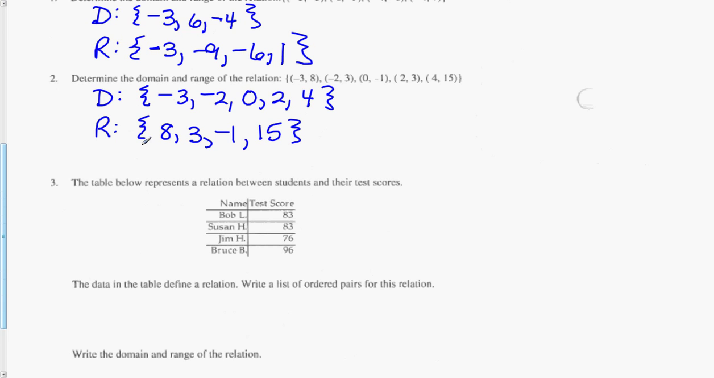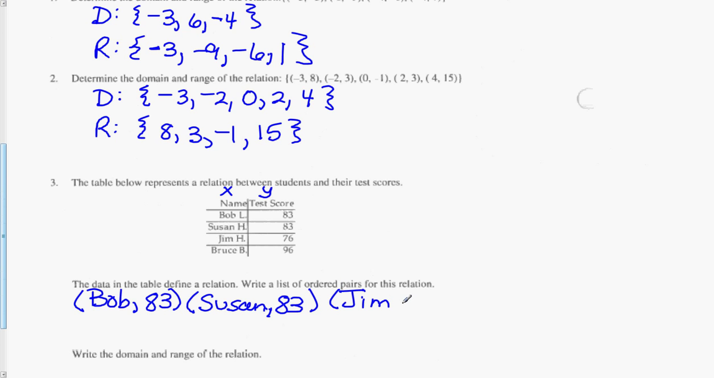Now, I could give you relations in many different forms. Here's a table, and so we could think of a table as kind of like an XY table if we were graphing. If I want to put this in ordered pairs, that's going to be Bob. It looks like it's test score. So Bob got an 83. Susan got an 83. Jim, he got a 76. And Bruce got a 96.